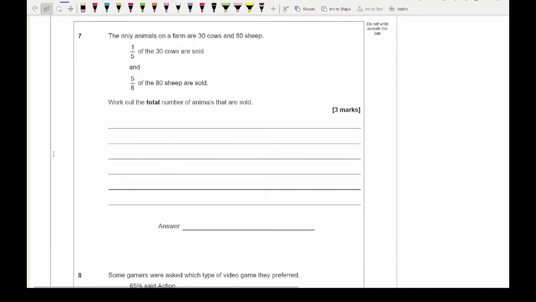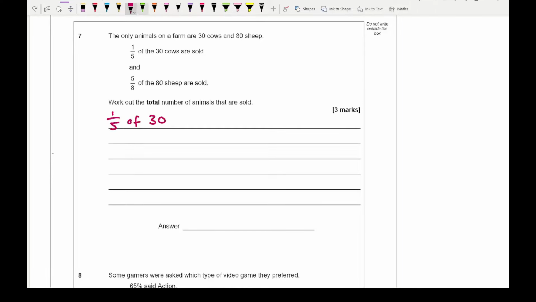Moving on to question 7, it says the only animals on a farm are 30 cows and 80 sheep. 1/5 of the thirty cows are sold, and 5/8 of the 80 sheep are sold. Work out the total number of animals that were sold. So for this, what we need to do is work out what 1/5 of 30 is going to be.